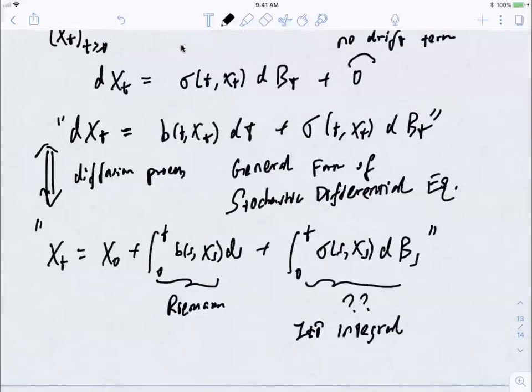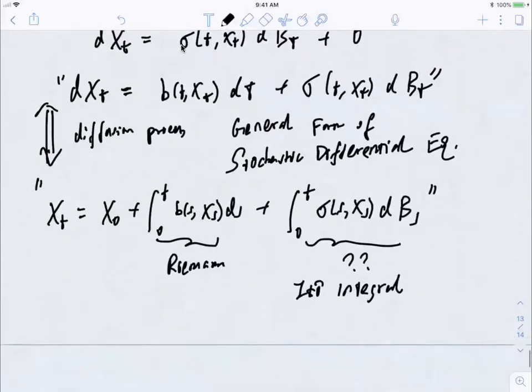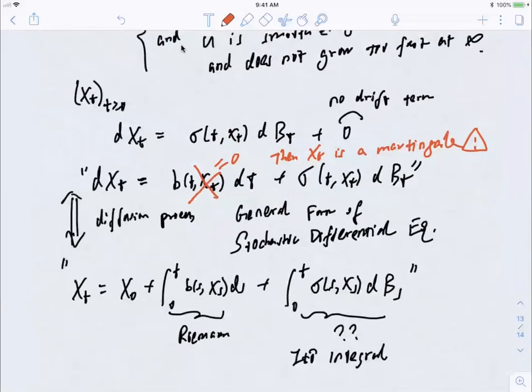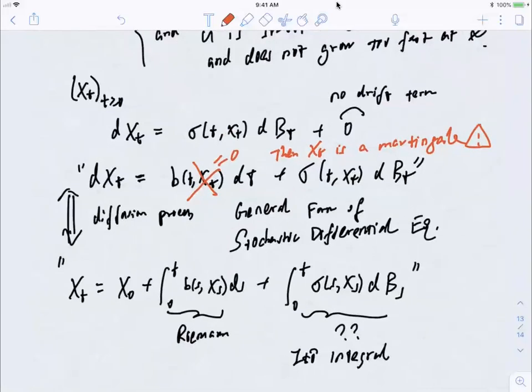But what I want to say here is about the form. If this term equals 0, then X_t is a martingale. Any questions? Okay, you don't have questions.